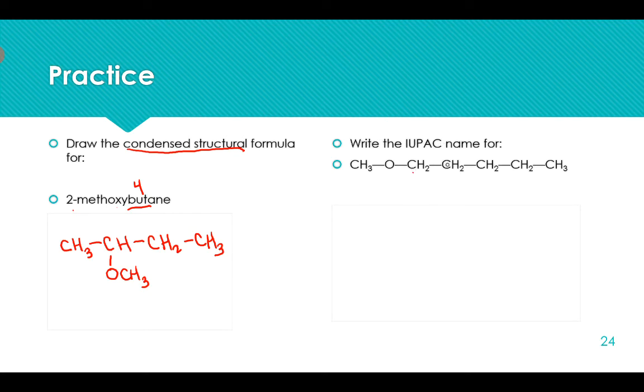Alright, let's go about this one. This one has 1, 2, 3, 4, 5. The longest chain is 5 carbons long, and so that is pentane. This is a substituent on this longer chain. That is 1 carbon and an oxygen, and so that is methoxypentane. That methoxy could have been off of other carbon numbers though, so I am going to put a 1 to indicate that it's off of the first one.